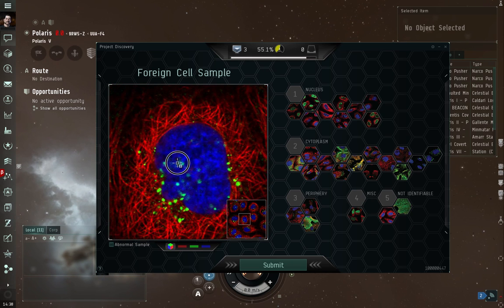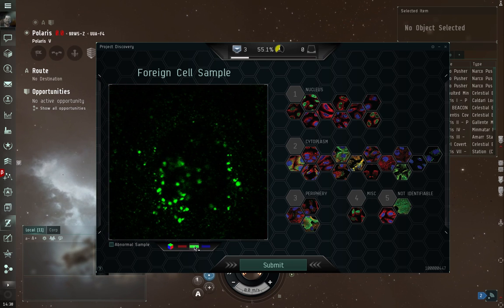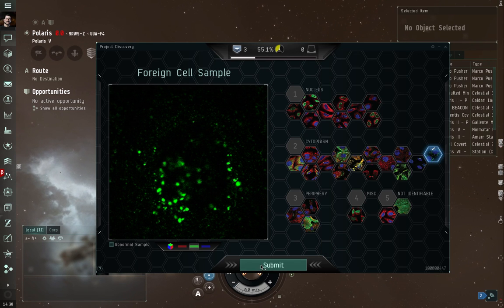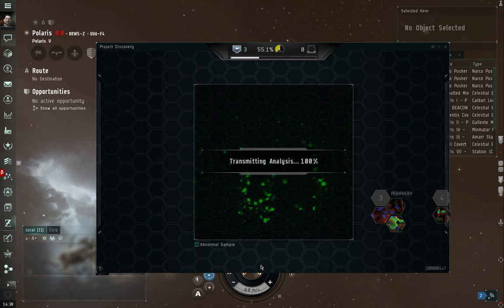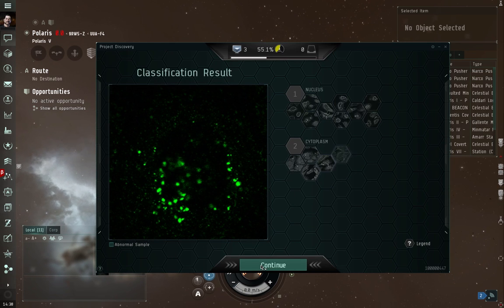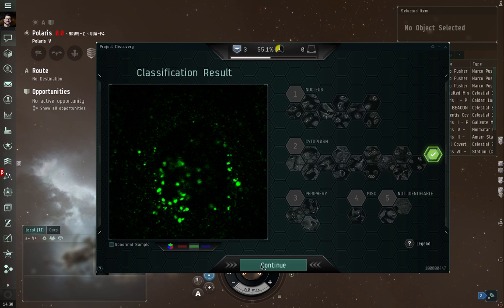Okay, these should be vesicles. Let's not make the same mistake I did last time, rushing through as I go really fast. Okay, I got it that time.